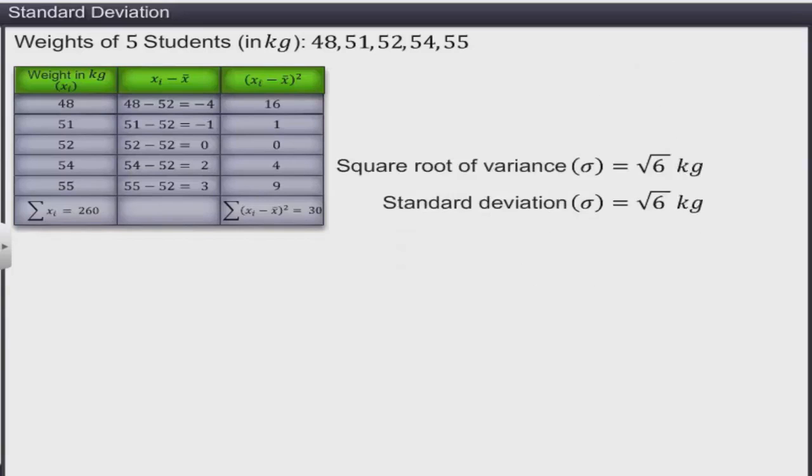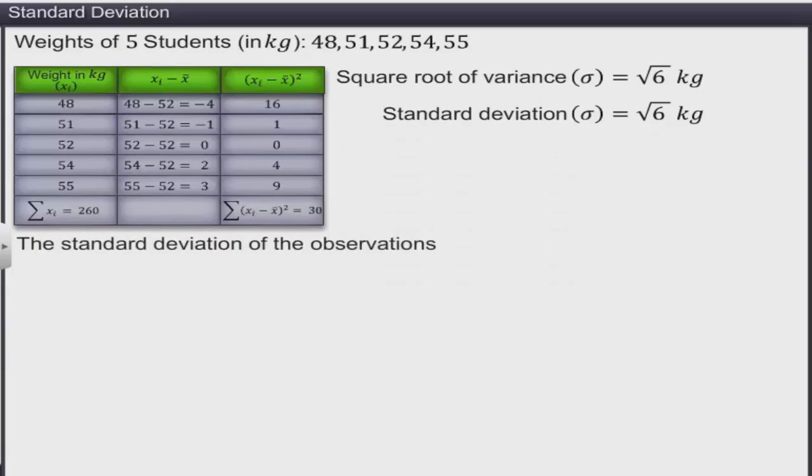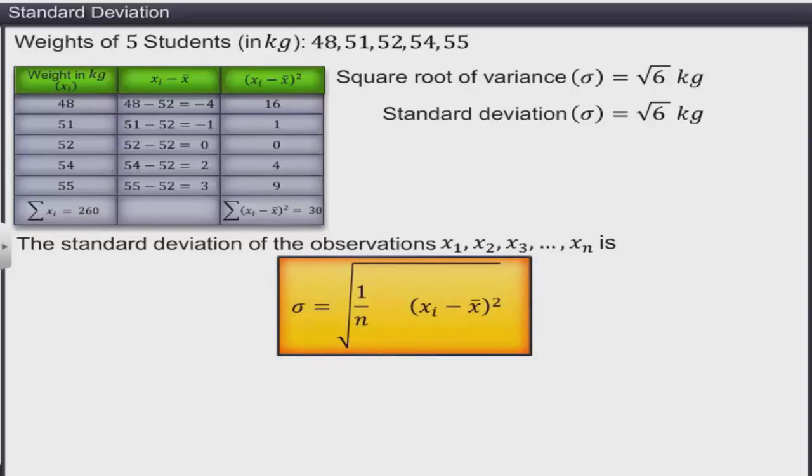The standard deviation of the observations x1, x2, x3, and so on till xn is given by sigma equal to the square root of 1 divided by the number of observations multiplied by the summation of the squares of the deviations of the observations from the mean. This is the formula for the standard deviation for ungrouped data.